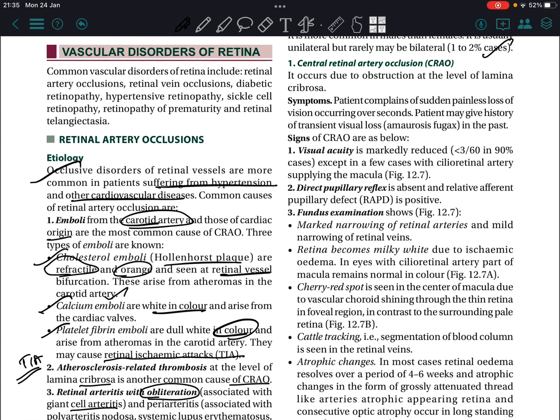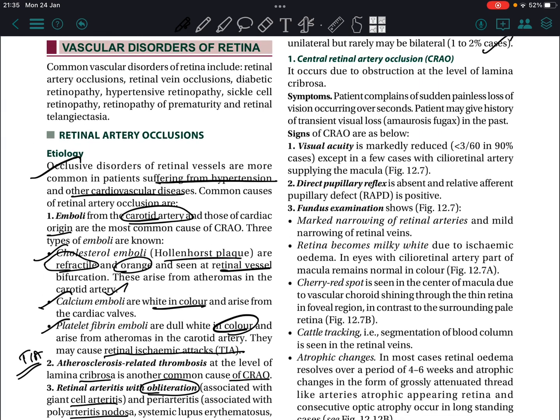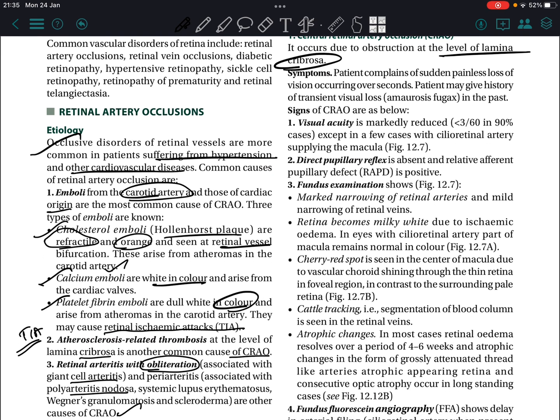It is usually unilateral. Central retinal artery occlusion occurs due to obstruction at the level of the lamina cribrosa. Symptoms: the patient complains of sudden painless loss of vision occurring over seconds. The patient may give a history of transient visual loss in the past. Signs of CRAO are as below.